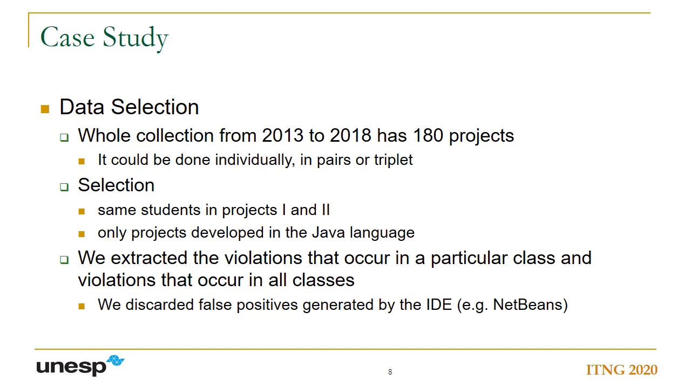Only projects developed in the Java language were considered, due to the SonarQube limitation for this TM. From the selected projects, we extracted the violations that occur in a particular class and violations that occur in all classes. We discarded all violations that are false positives generated by the IDE, such as, for example, the NetBeans GUI.